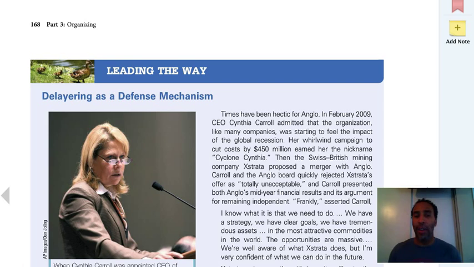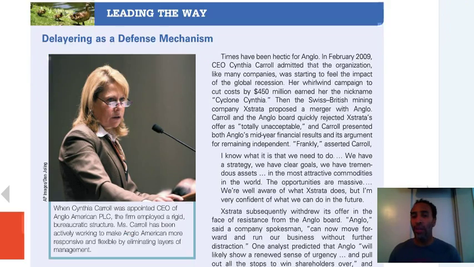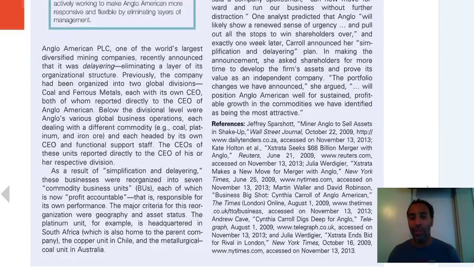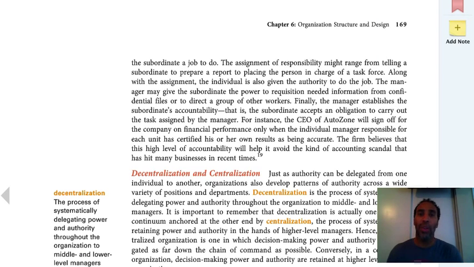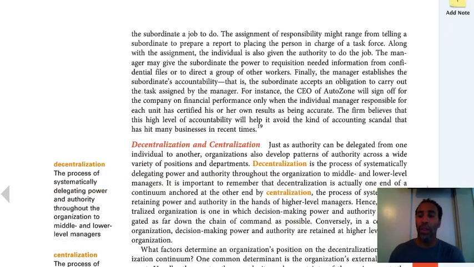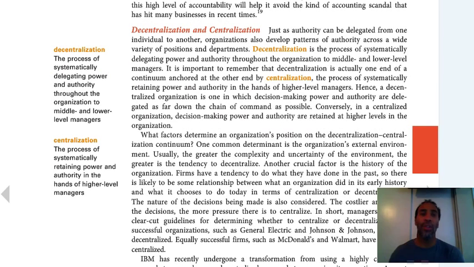Leading the Way, Delayering as a Defense Mechanism. So I want you guys to read that. As always, there are very interesting stories in the book. I will commend them for the textbook on the different types of stories that they select, because I do think that they definitely give you a path and open up the window to what happens in the real world. And a lot of you guys have full-time jobs, and you know what happens out there. You can't get everything from the textbook, but a lot of that comes from experience combined with that textbook knowledge.